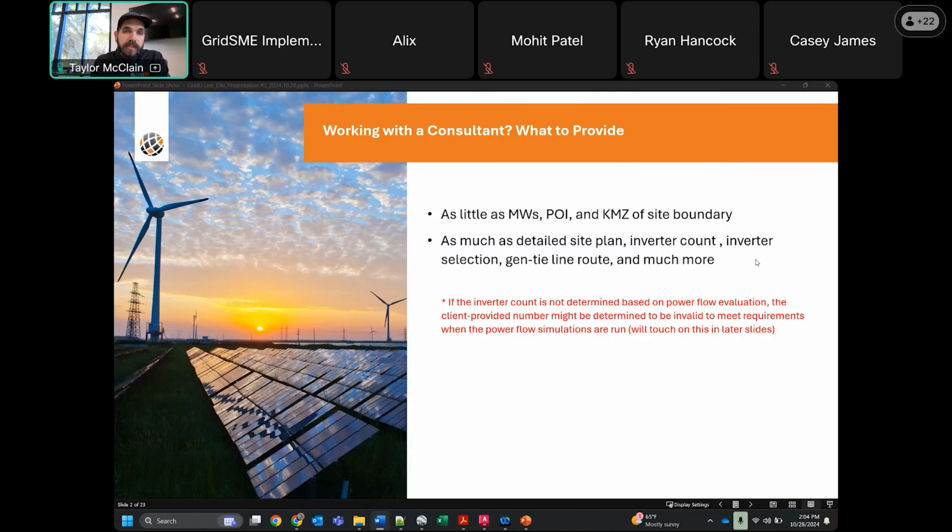So the first thing to go through is, assuming that you're working with a consultant, or even if you're just working with your in-house group, there's a range of what you're going to need to provide. And anywhere in that range is fine, but there needs to be some communication made about what things are being provided and what is already decided in the design. Basically, if you have the least amount of information, you're going to at least need to provide the megawatts that you want to interconnect at the POI. You will need to provide the location of the POI, name, voltage level, all of that. And then you'll need to provide a KMZ with a site boundary for your specific location.